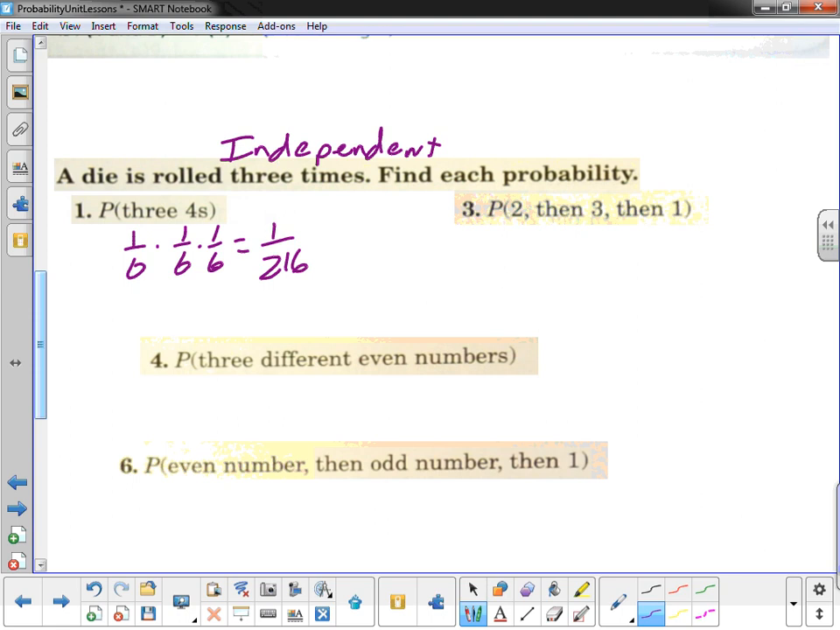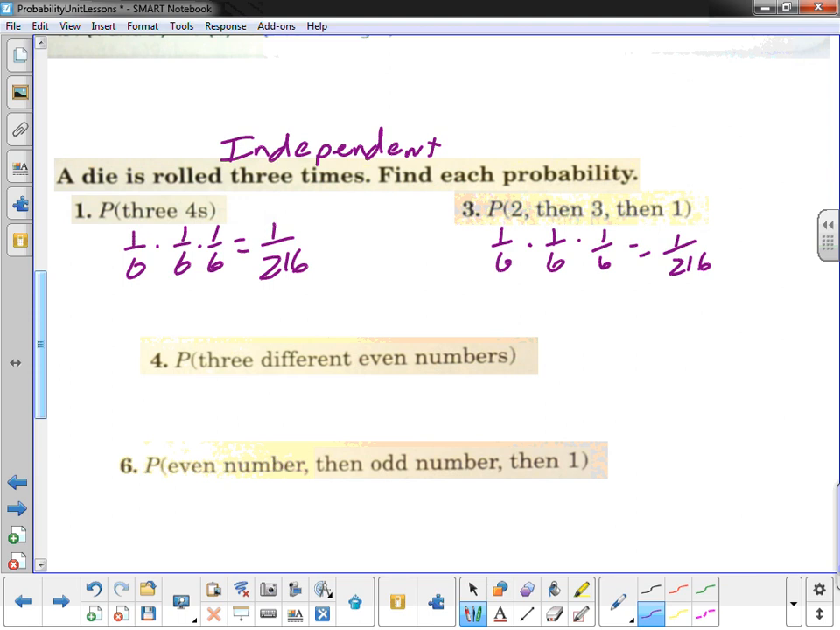Well, a 2 is a 1 out of 6, and then a 3 is 1 out of 6, and a 1 is 1 out of 6. So again, I have a 1 out of 216 chance of doing this. I could have written the entire list out and see what happens.